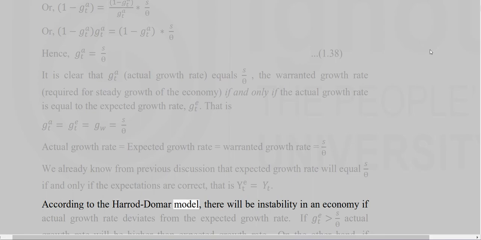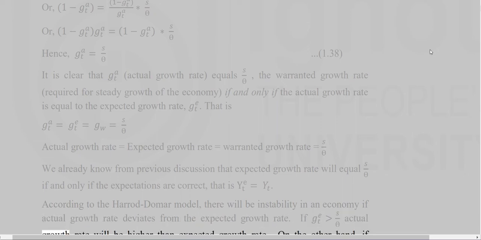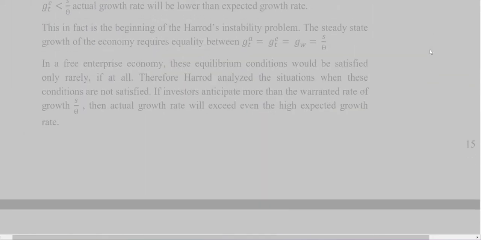According to the Harrod-Domar model, there will be instability in an economy if the actual growth rate deviates from the expected growth rate. If the actual growth rate is higher than the expected growth rate, or on the other hand, if the actual growth rate is lower than the expected growth rate, instability arises. This in fact is the beginning of Harrod's instability problem.